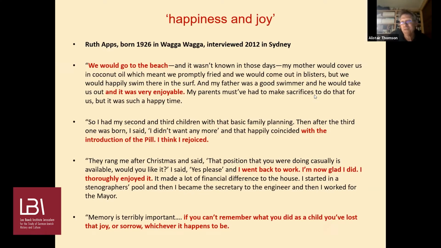The second extract's very, very different. This is when she was a young mother. She'd had 2 children, and then after the third one was born, I said, I didn't want any more. And that happily coincided with the introduction of the pill. I think I rejoiced. It was the contraceptive pill, which came to Australia in the mid-1960s. She didn't want any more children. She really wanted a working life. So for her, and she remembers rejoicing at the possibility that she could limit her family size.